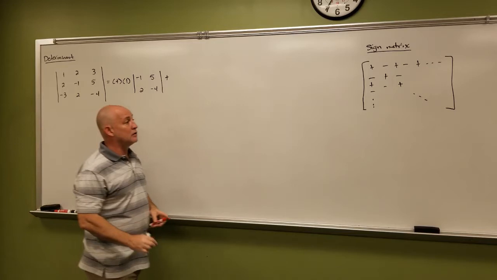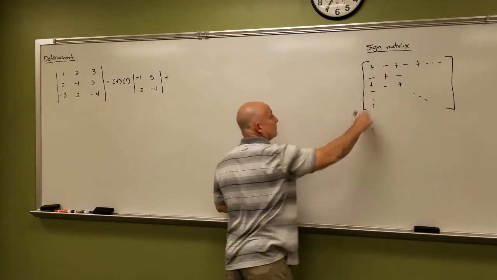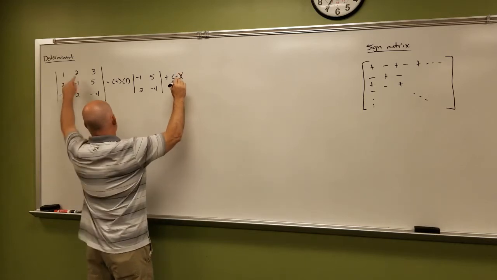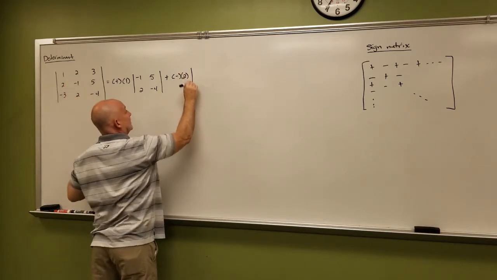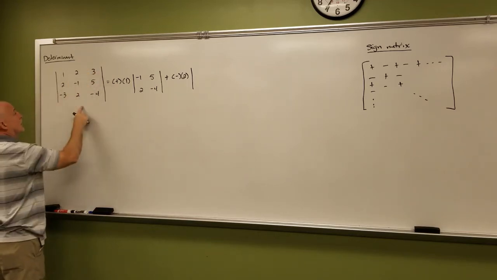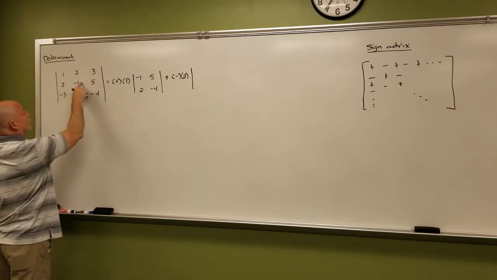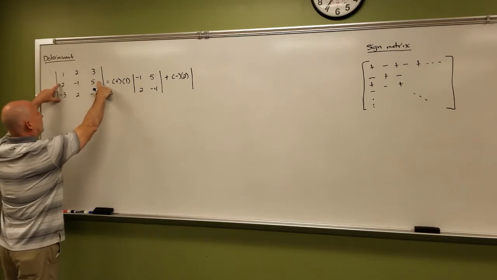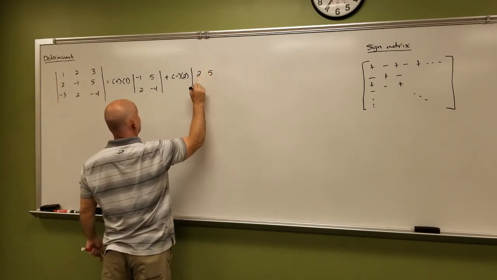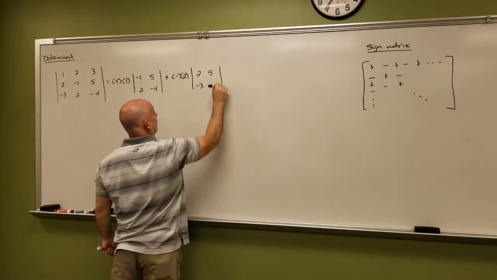Second position, according to our sign matrix, has a negative associated with it. So there's a negative there. The number 2 is there. And then the matrices we get if we cross out the first row and second column. So if we cross out the first row and second column, we get these 4 numbers. So that's 2, 5, -3, -4.